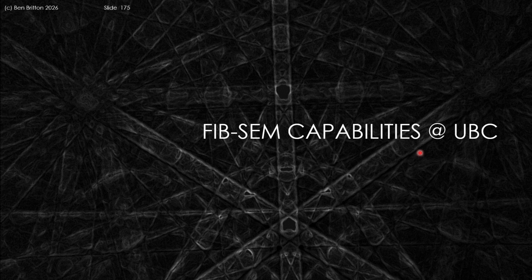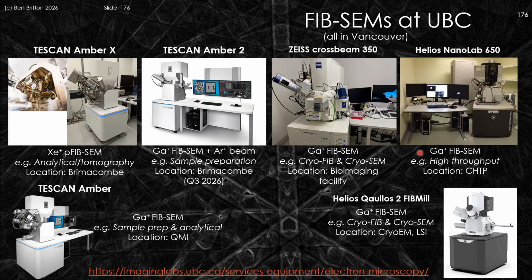So this opens us up into, let's look at the FibSem capabilities at the University of British Columbia. We're quite fortunate that actually we have a number of different instruments across UBC. And so we have basically 3 Tescan instruments, 2 of which I help look after, the AMBER X and the AMBER 2. There is another AMBER system that's in effectively the Quantum Matter Institute. And then there are 3 other instruments.